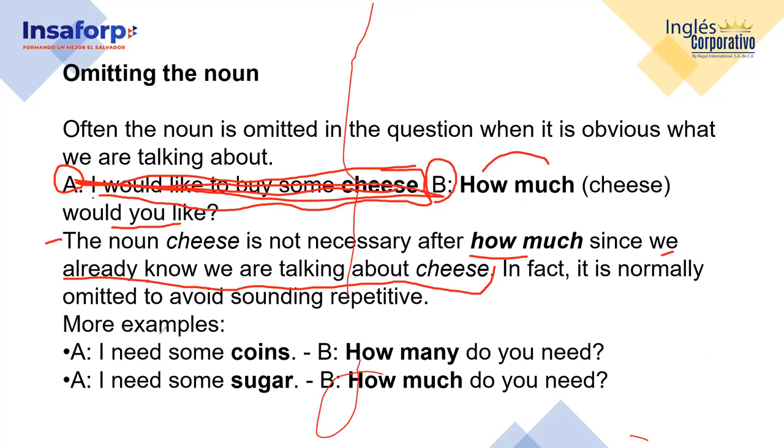Okay. And here I have more examples. For example, I need some coins. How many coins do you need? Now, how many do you need? I need some sugar. How much sugar do you need? This is countable and this is uncountable. But we have done exactly the same. We just omitted the noun in both because we have previous information. One is coins and the other one is sugar. Right? Right.